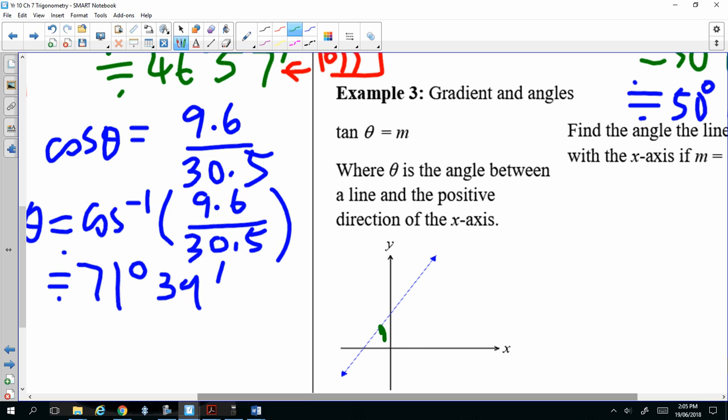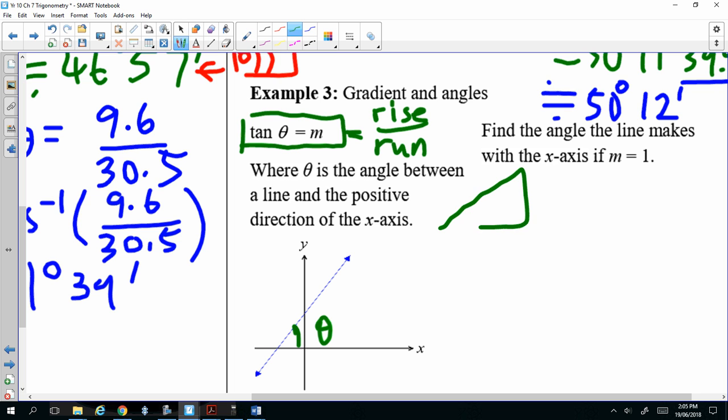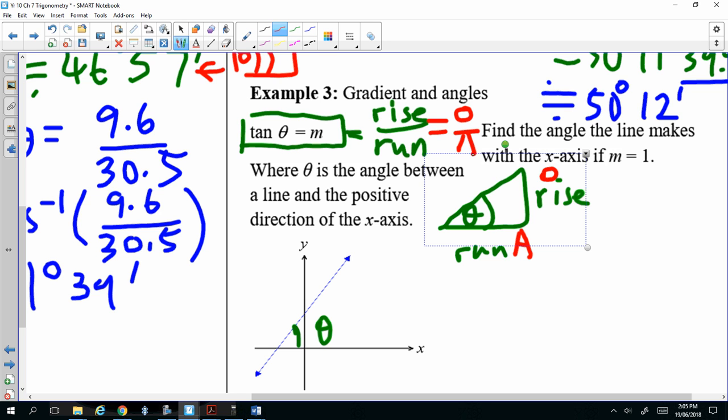And the formula is this: tan theta equals the gradient. And why is that so? Because the gradient is rise over run. But what's rise over run? In a right angle triangle, if you call this rise, this is run, it's simply opposite over adjacent, isn't it? Which is exactly equal to tan theta. That's why tan of the angle is the gradient.